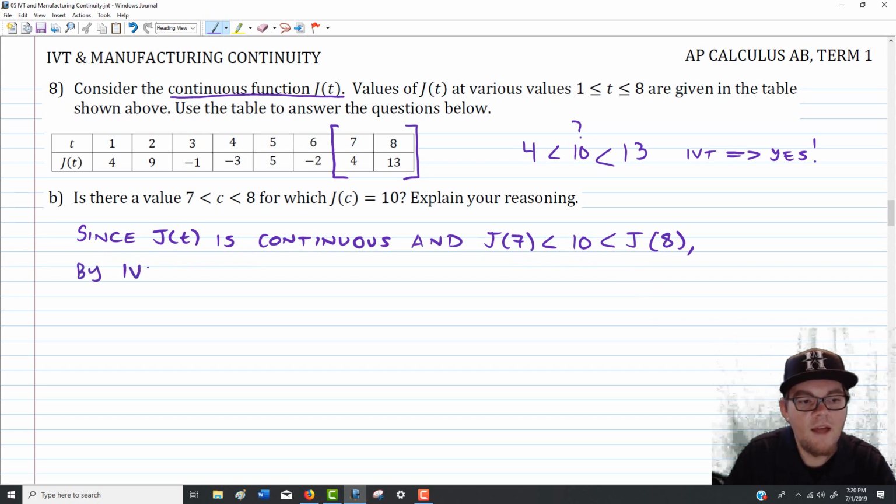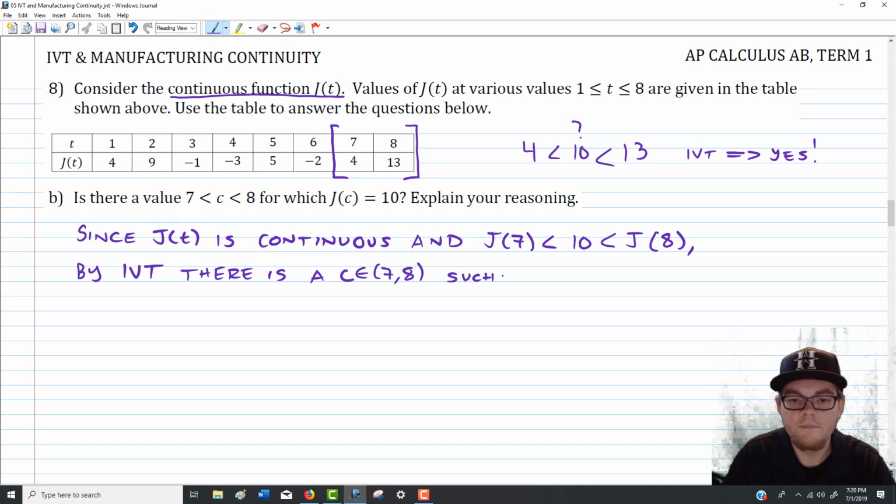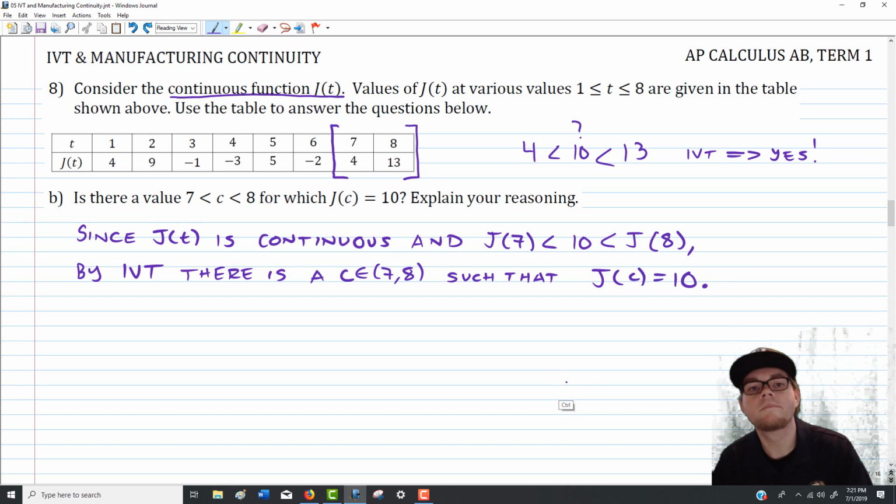By the intermediate value theorem, there is a c in 7 to 8 such that j of c equals 10. Done. So that is using the intermediate value theorem and making the statement formally. Notice we didn't have to do much more than think about where 10 falls in relation to 4 and 13, and then state those two properties that we needed: continuity, boundedness. Voila.